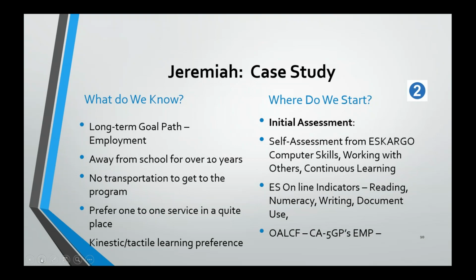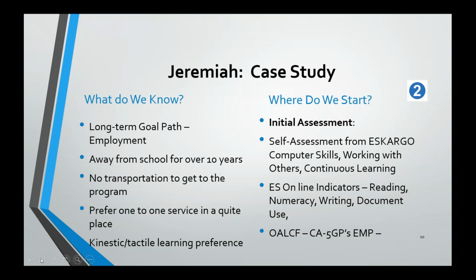We need to give Jeremiah assessment that is employment related in the employment goal path. All assessment, all activities, and all tasks are goal directed. So we could use some of the self-assessment pieces from the SCARGO and from the employment goal path. We could use the essential skills online indicators. They're leveled from 1 to 3.